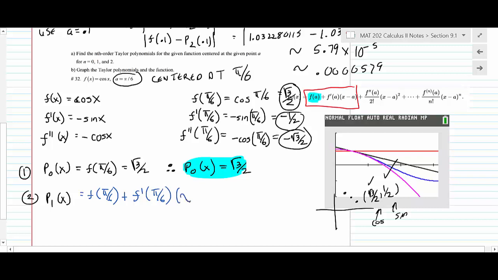Then it's going to be x minus pi over 6. That's to the first power, so just to emphasize that like that. Okay? All right, so when we put this together, let's see what we got.